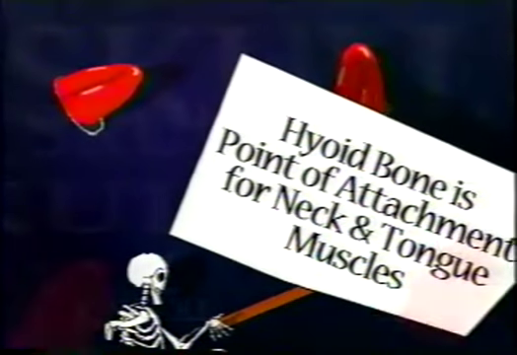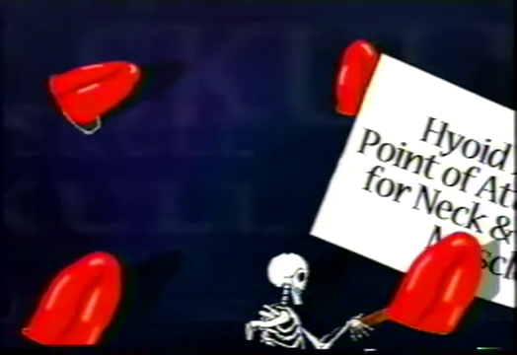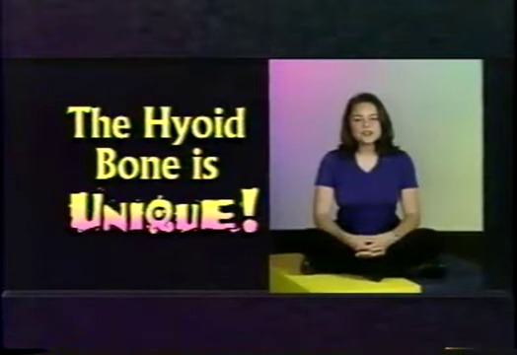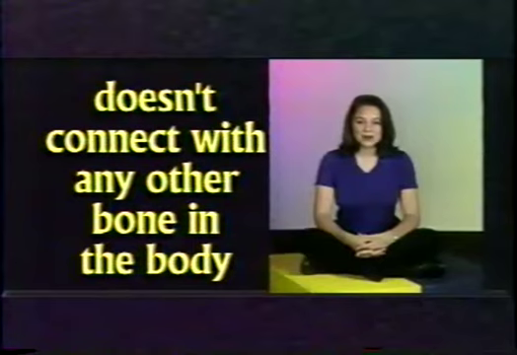The hyoid bone serves as a point of attachment for a bunch of neck and tongue muscles. It also acts as a movable base for the tongue. The hyoid bone is a unique, almost sad bone. It's the only bone that doesn't connect directly with any other bone in the body.